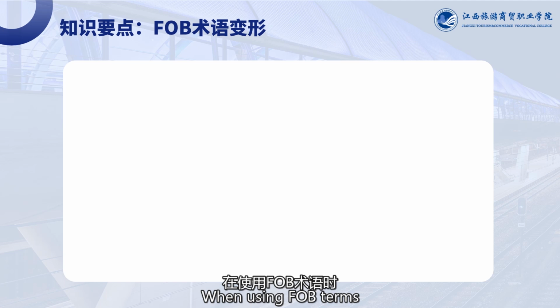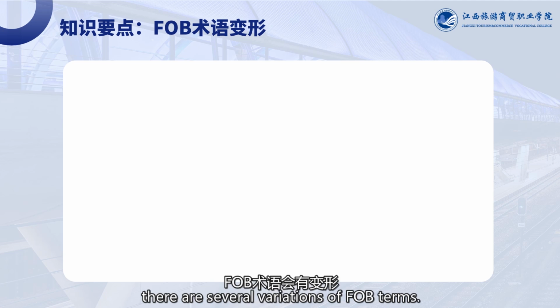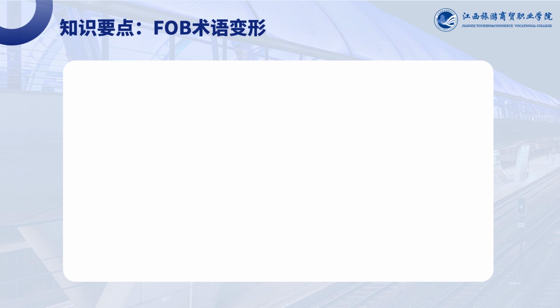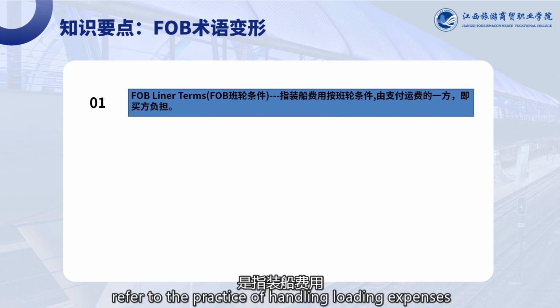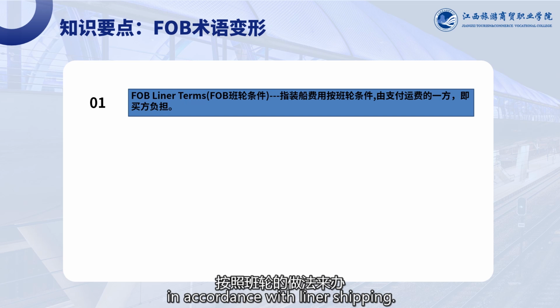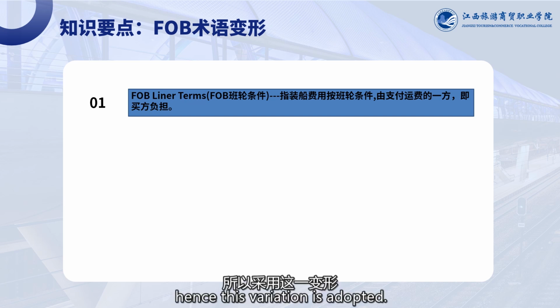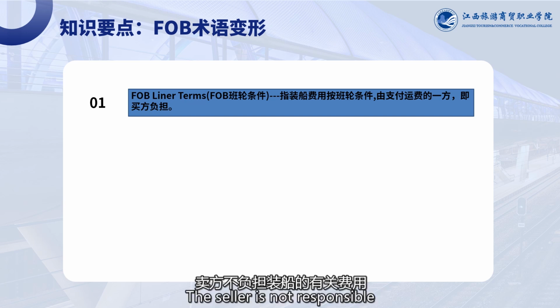When using FOB terms to allocate expenses for loading, there are several variations of FOB terms. Let's look at the main variations. FOB liner terms refers to the practice of handling loading expenses in accordance with liner shipping. This means that the cost of loading is borne by the shipping company or the buyer. Hence, with this variation, the seller is not responsible for the expenses related to loading the goods.